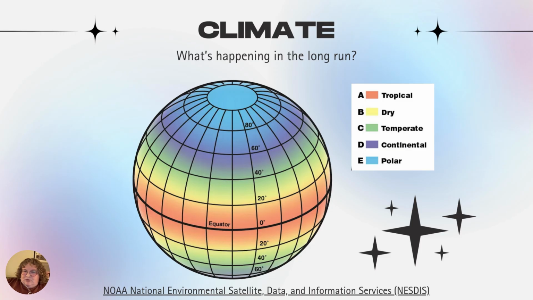And so in general, as we go from the equator, we have lots of heat and lots of moisture at the equator, and then we have very little heat and very little moisture at the poles, right? So we're starting here at the equator. Tropical is hot and humid. Poles are very cold, very dry.